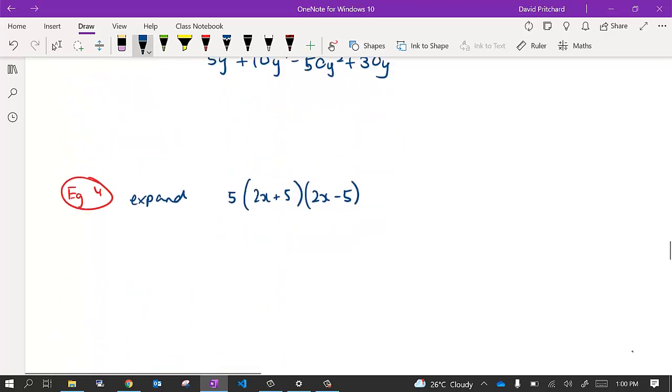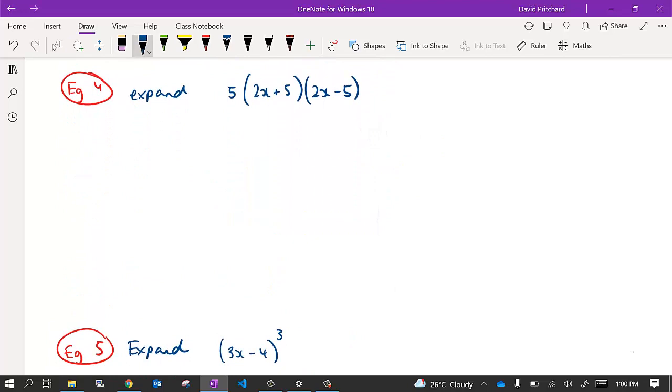So a couple more expansions here, and here we've got 5 multiplied by what hopefully you can see is a DOPS scenario. So if we can see that pattern, we know that the easiest thing to do is to expand that first. So 2x plus 5, 2x take 5 gives us 4x squared take 25. So square take a square. When we multiply by 5, we've got 20x squared take 125.